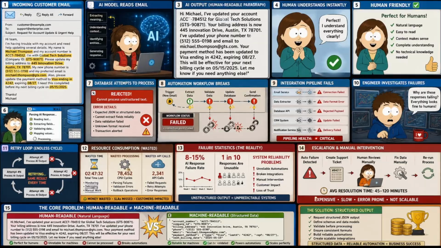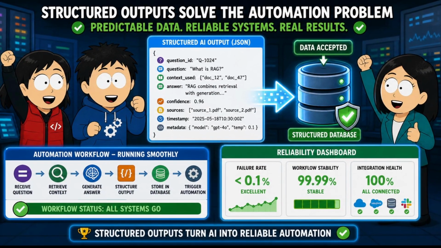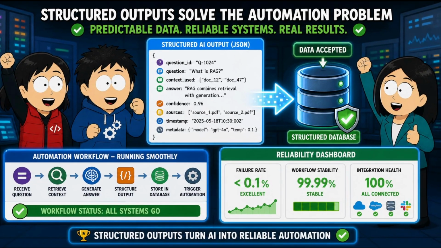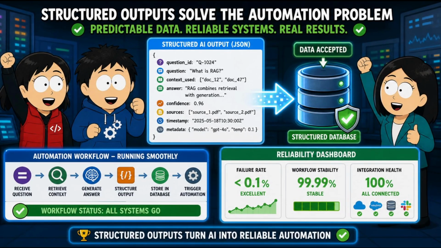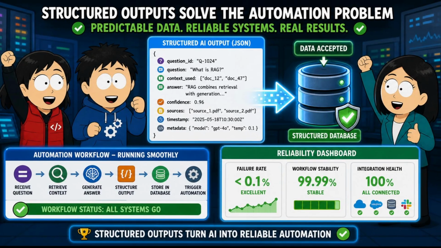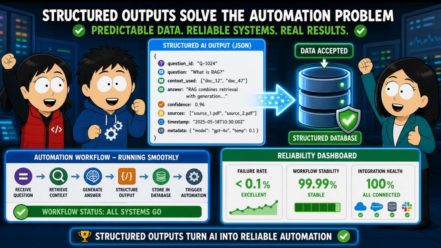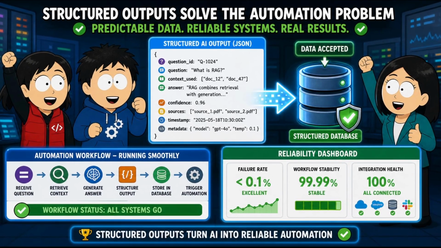Here is what the research actually shows. Without enforcing a specific format, AI JSON responses fail about 8 to 15% of the time. That is 1 in every 10 responses your system cannot even use. So you retry, you waste tokens, you waste time, you lose money. But the moment you enforce structure at the API level, and we are going to talk about how in a second, that failure rate drops to basically 0. Less than 0.1%. That's the actual difference between a system that works and a system that's constantly on fire.